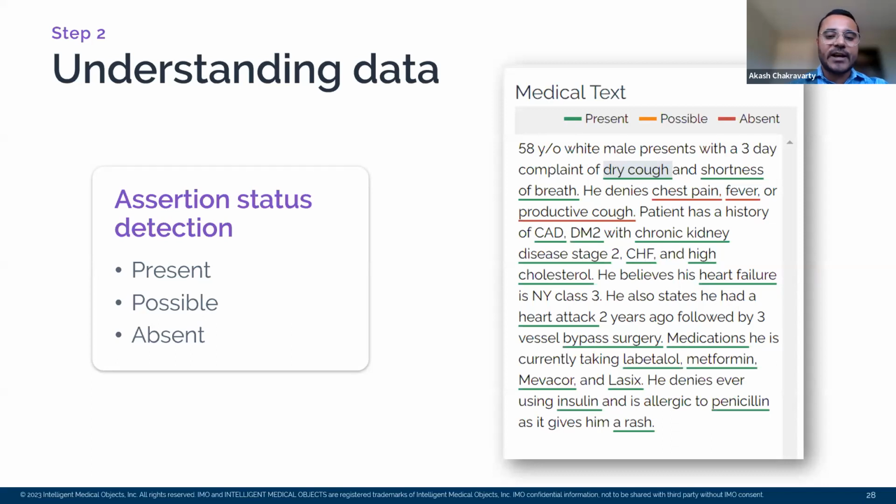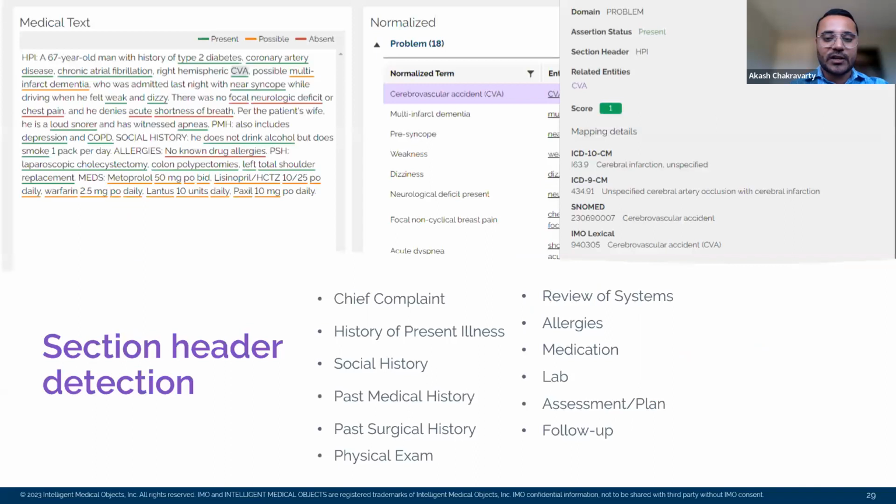Moving on to the next slide, I want to show another feature, which is the section header. The product extracts the section header for each entity. Examples of the section headers that we can identify are chief complaint, history of present illness, social history, and there are other examples listed on the slide. We have the ability to extract section headers, which are definitely very important when making sense of some of these notes.